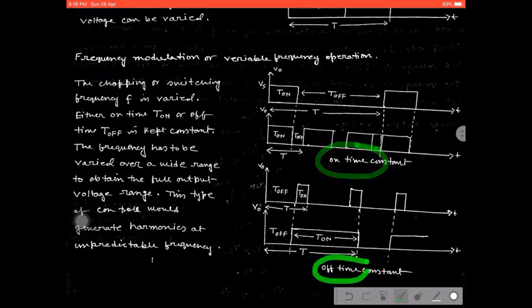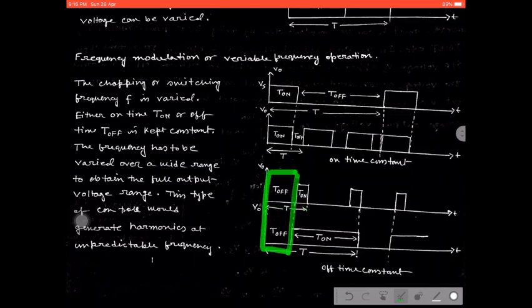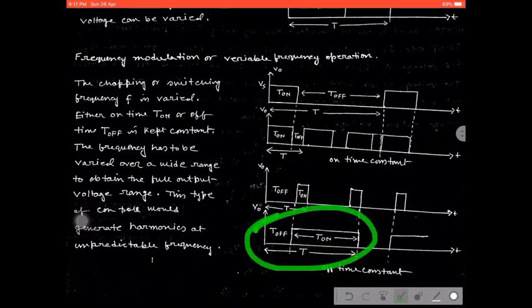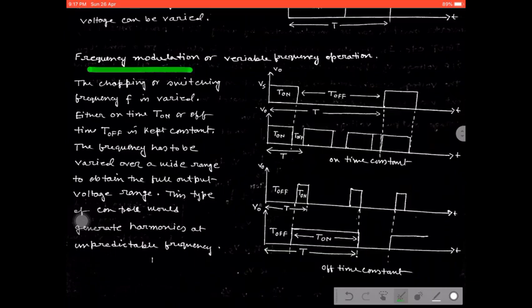Now for off time constant, what happened? See, this is the off time, okay? And this is on time. That is why the total frequency 1 by T equal to this one, right? Suppose off time remaining constant, but we are changing the on time from this much to this much. That means what? As we know, off plus on will give you the total cycle, that means the cycle has changed or frequency has changed. So that is why this is called the frequency modulation.